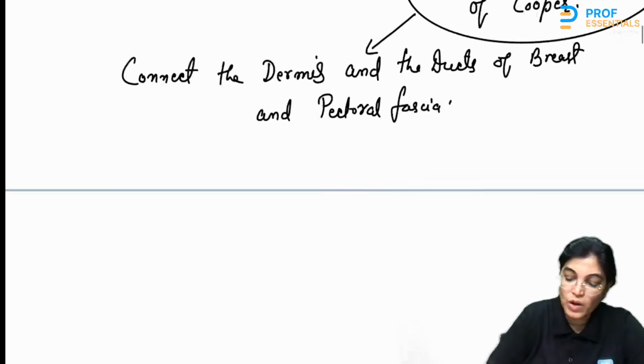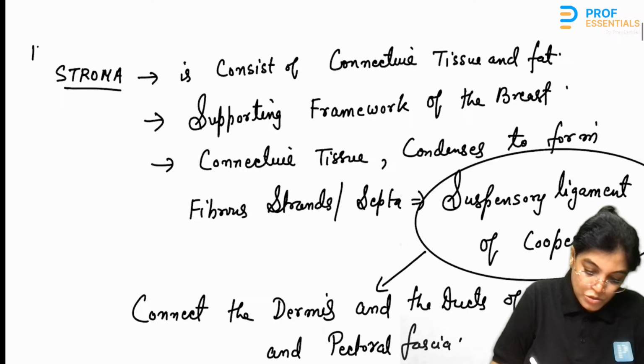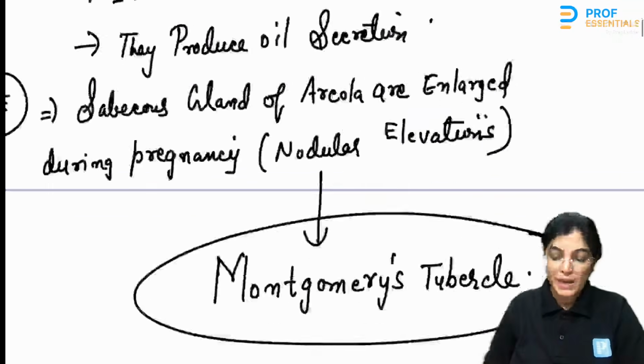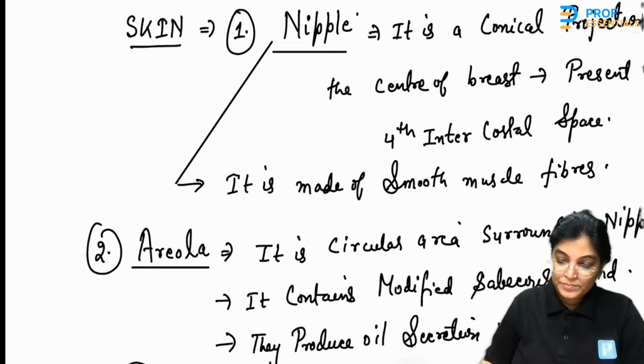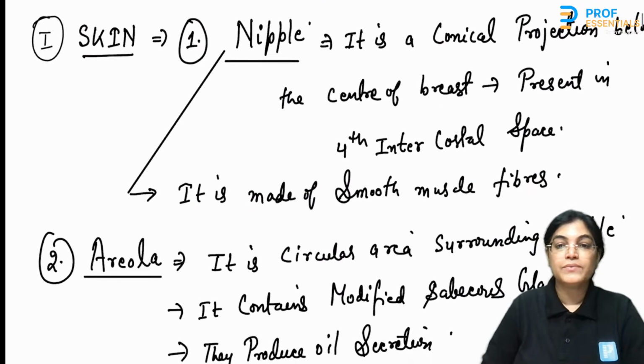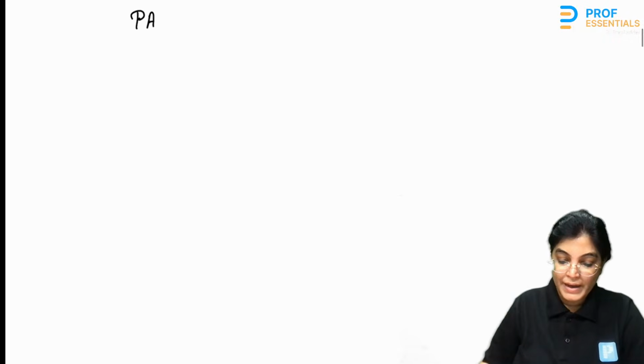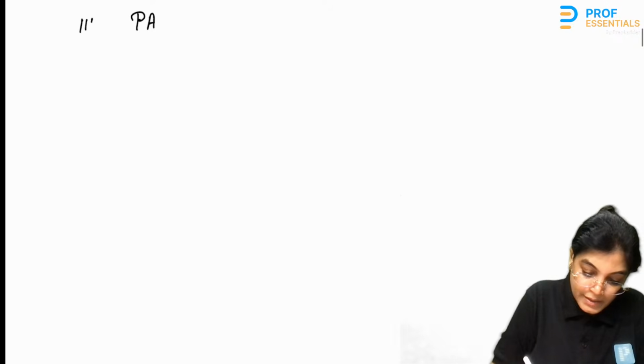Now next we have to talk about the parenchyma, the most important part of the breast. We have talked about the stroma, the second part. We have also talked about the skin, the first part, as we have seen here. Now I want to talk about the parenchyma. The third part is the parenchyma.